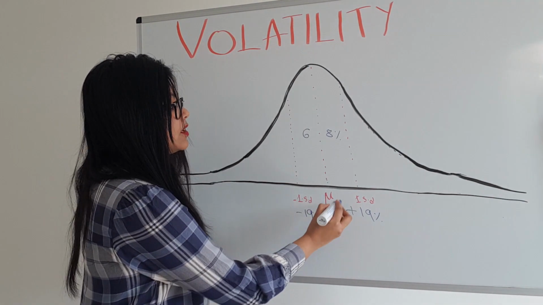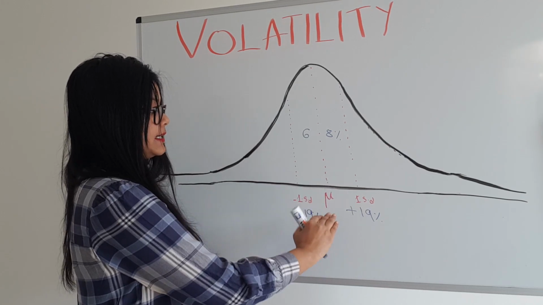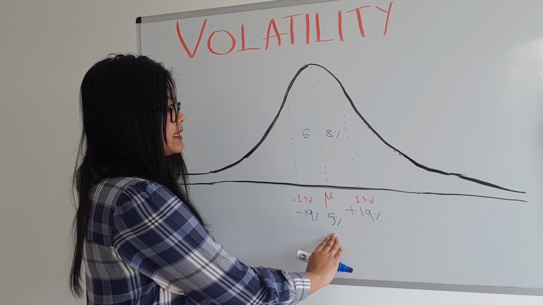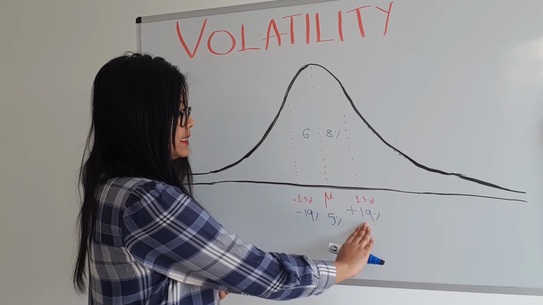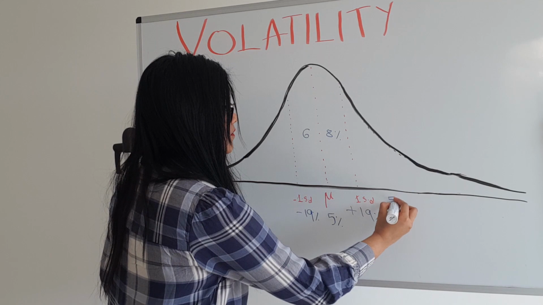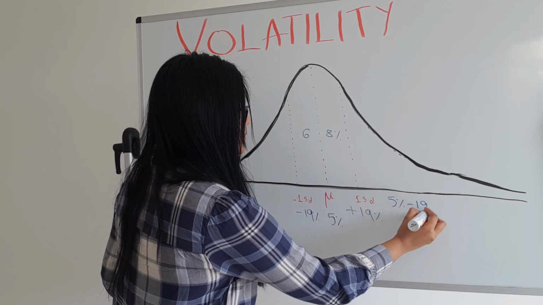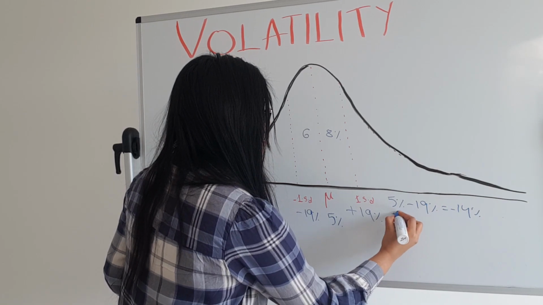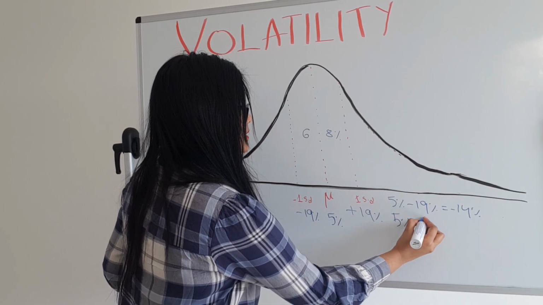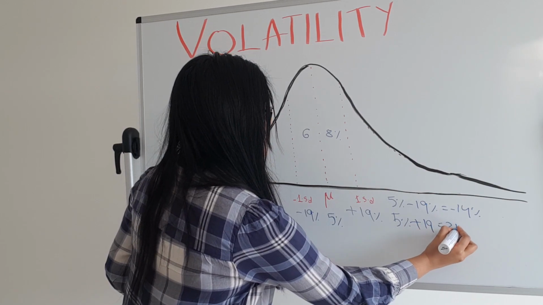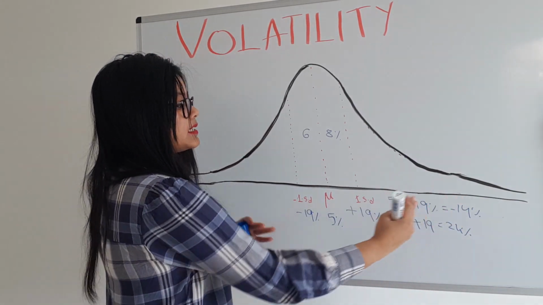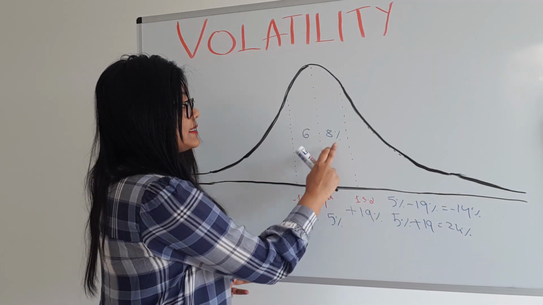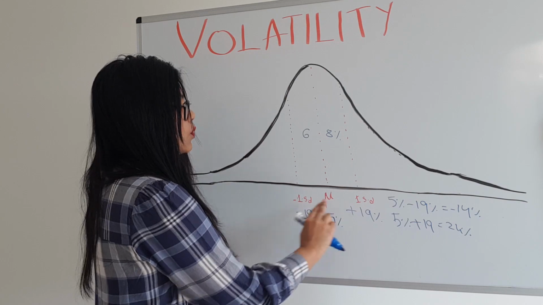So let's say the mean or the average annual return of this Fidelity fund is say 5%. I'm just making this up, by the way. What this means is that with this 19% volatility, you can expect to get an investment return of 5% minus 19, which is minus 14, or 5% plus 19, which is 24. So the expected amount of return you can get is between minus 14 to plus 24%, 68% of the times. So that's within one standard deviation.